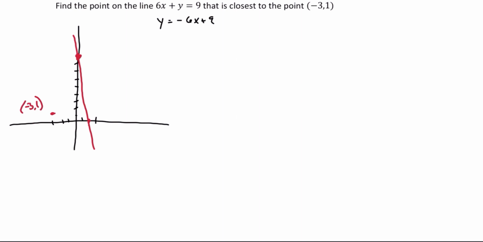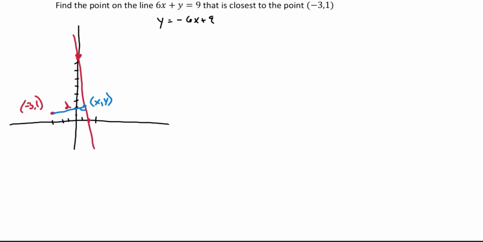And we want to find the point on the line that is closest to the point -3, 1. So that's going to be that perpendicular distance. We need to find this point here. Let's call it (x, y). So what we're trying to minimize is this distance.